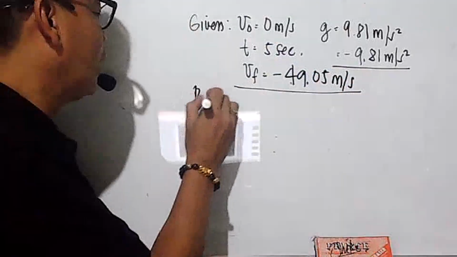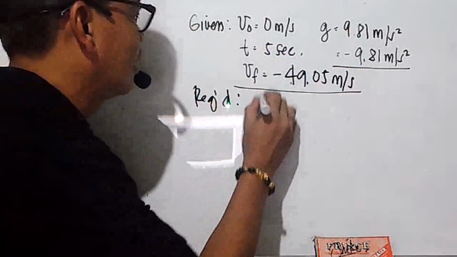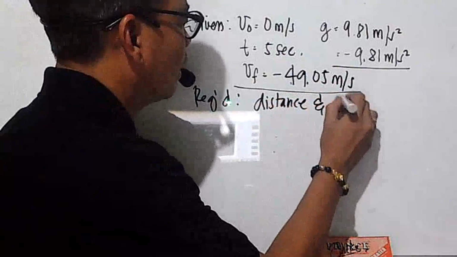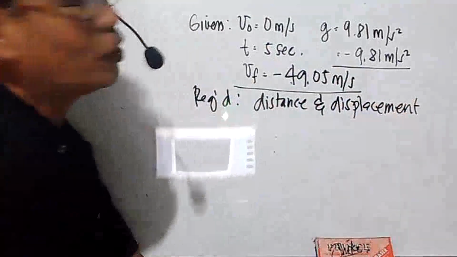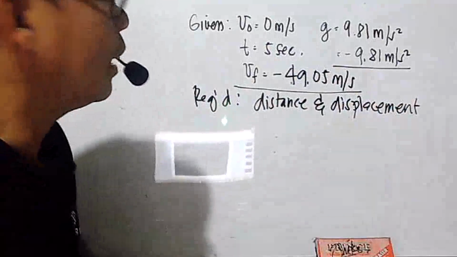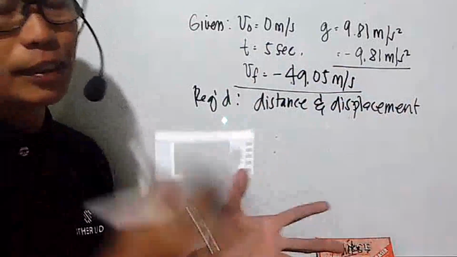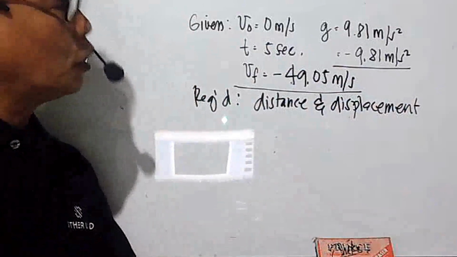Okay, so required is the distance and displacement. Okay, so I think you're familiar with this. Distance is also a scalar quantity while displacement is a vector quantity. Now, looking at the formulas, we have 4 formulas given in kinematics before in horizontal motion. Okay, so we're looking for a distance.